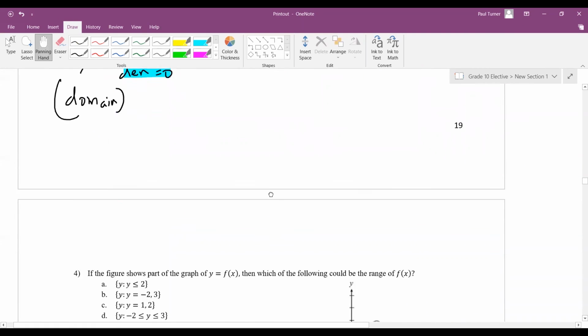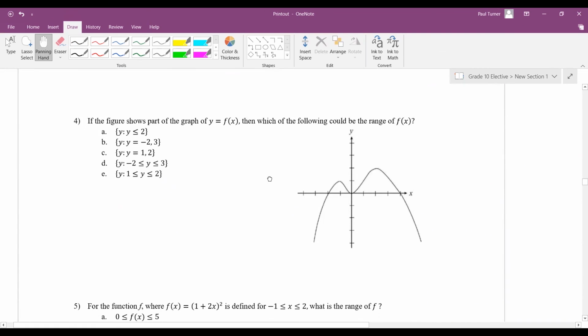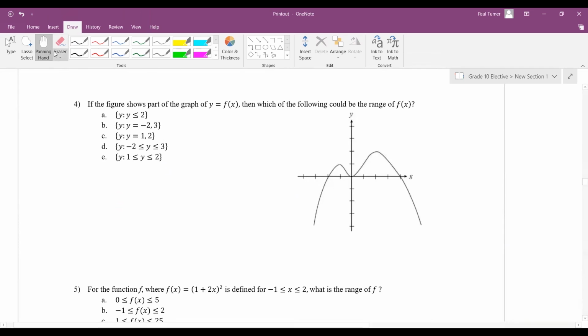So how about the next one? All right. So there should be arrows on here. So look at question 4. You've got a graph. Doesn't matter what the equation is. We've got a graph. It looks like some kind of quartic graph. These arrows will go forever.